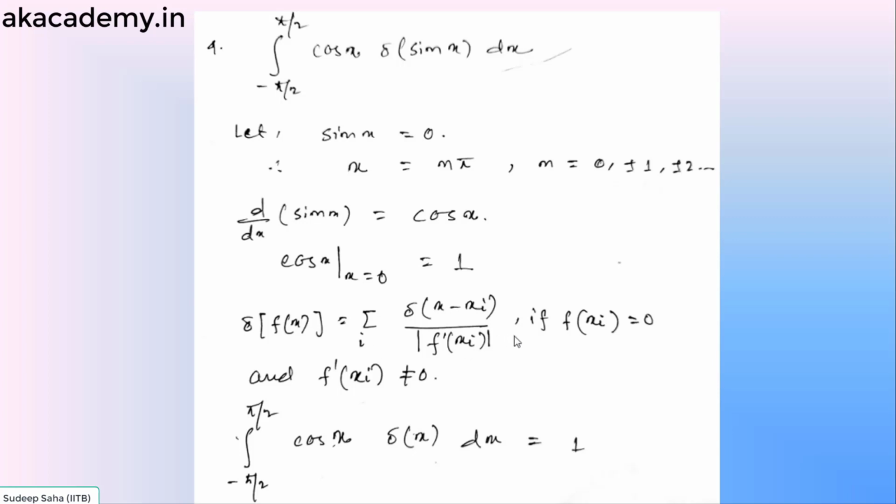Okay, now we'll use this formula. Okay, and we'll find that this is nothing but cos x delta x dx, and which is essentially 1.